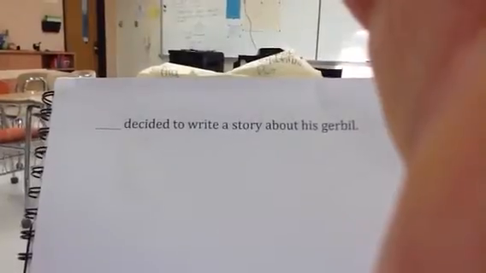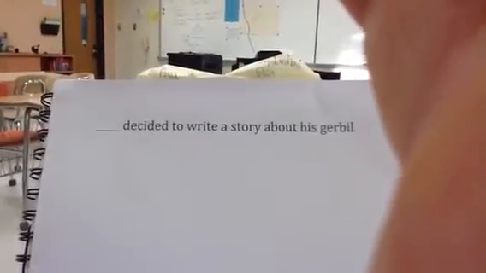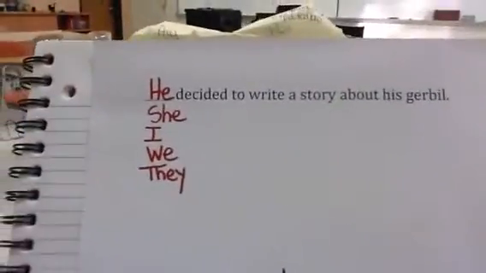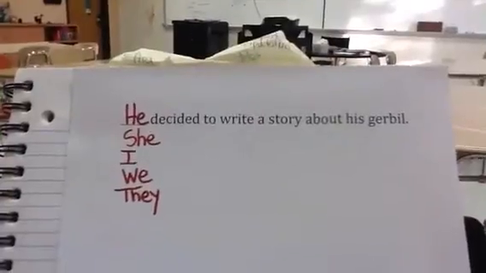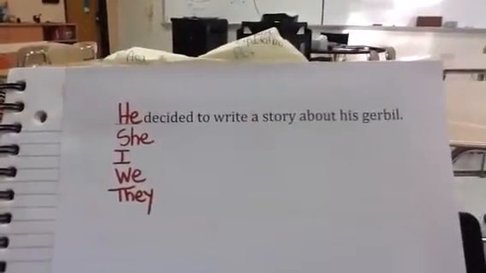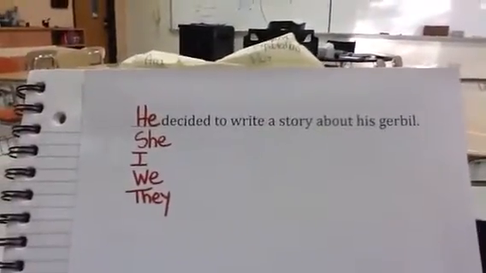Blank decided to write a story about his gerbil. So first thing I'm going to do is find the verb. The verb is decided. So who decided to write a story about his gerbil? So you figure whatever is in the blank there would be the subject of the sentence. So it could be he, she, I, we, or they. Although he would probably be the best choice because it's writing about his gerbil. Although these other ones could work as well.